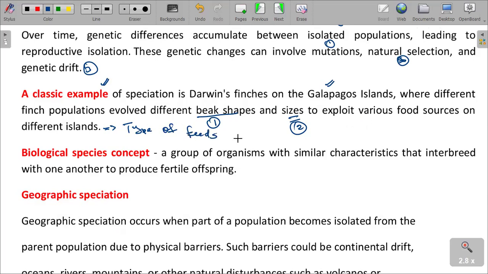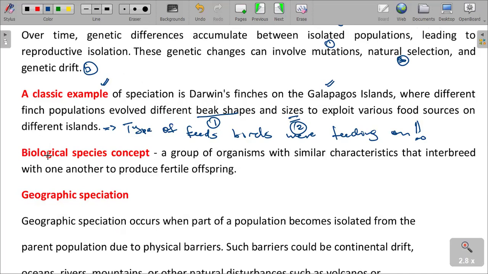This explains the types of feed these birds were feeding on. So the beak sizes were showing the type of feed that each of the different island birds were exposed to. What I want us to understand is that the Galapagos Islands finch birds, which were studied by Charles Darwin, show a classic example of geographic isolation, which identifies geographic separation.